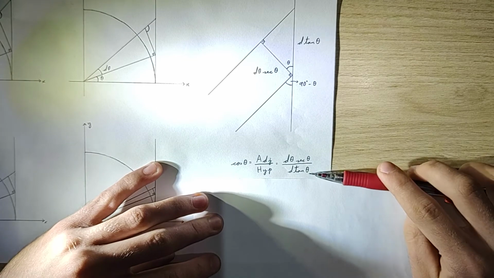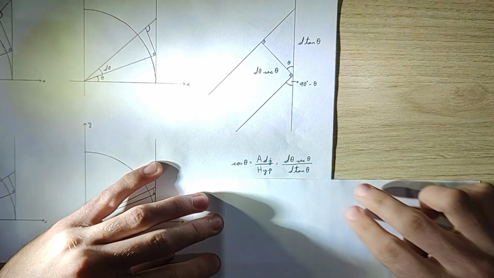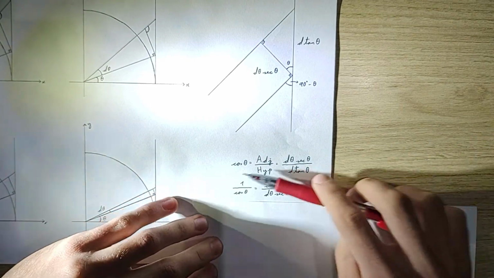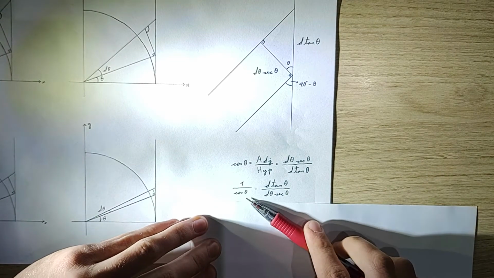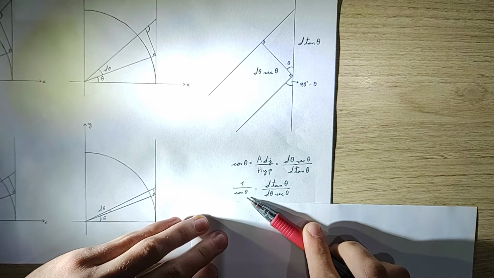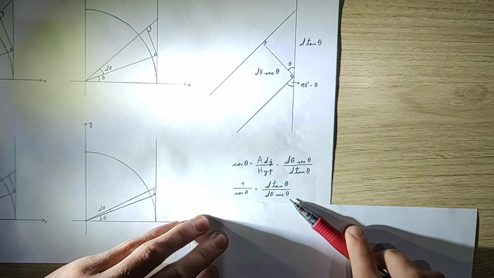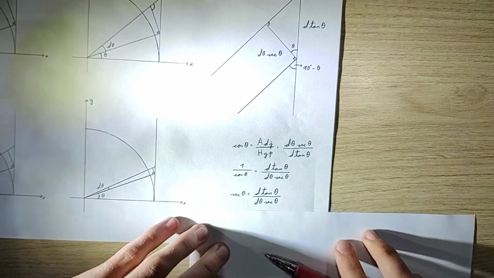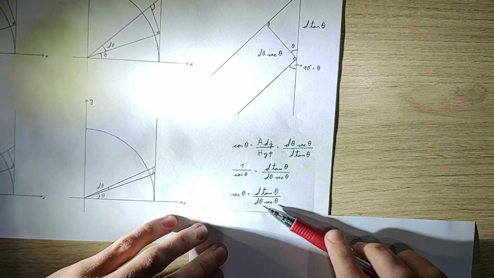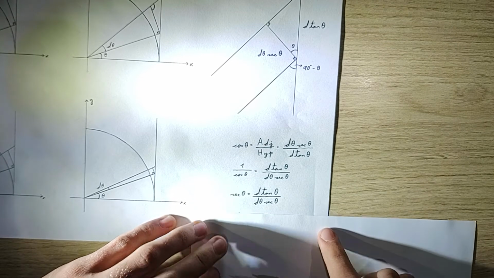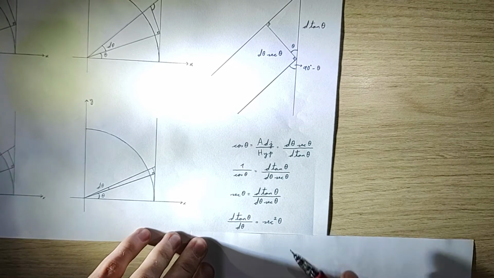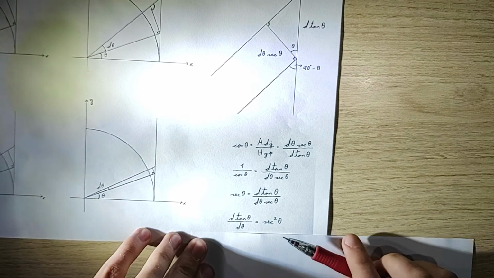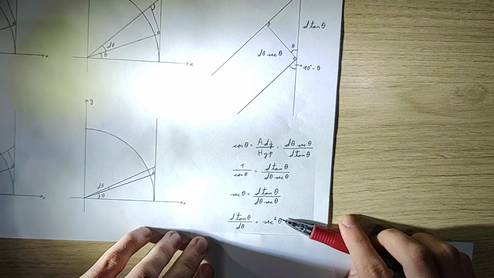So as I want this one on top, I will invert both fractions to get this expression. Now we can remember that 1 over cosine is the definition of the secant of theta. So we get this, and simply passing the secant to the other side, we get that d tangent of theta divided by d theta, the derivative of our expression, is secant of theta squared.